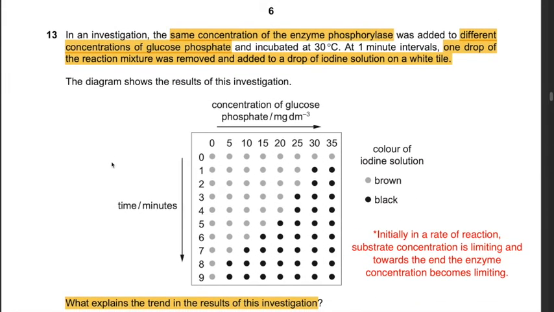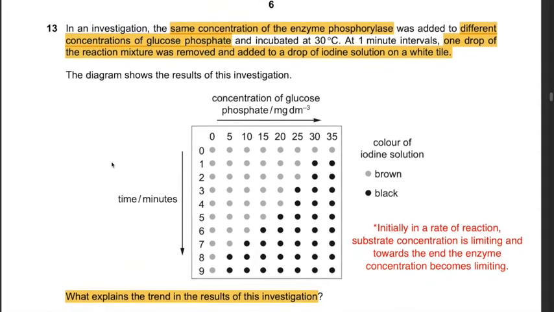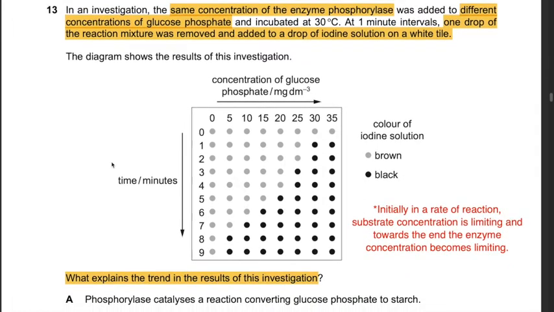Question 13. In an investigation, the same concentration of the enzyme phosphorylase was added to different concentrations of glucose phosphate and incubated at 30 degrees Celsius. At 1 minute intervals, 1 drop of the reaction mixture was removed and added to a drop of iodine solution on a white tile. The diagram shows the results of this investigation. What explains the trend in the results of this investigation?